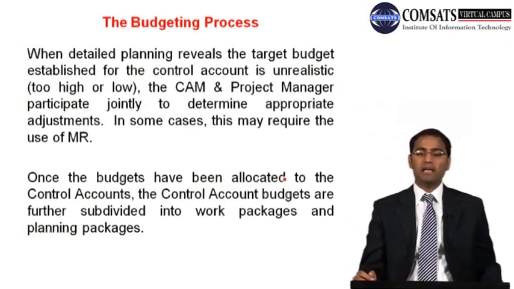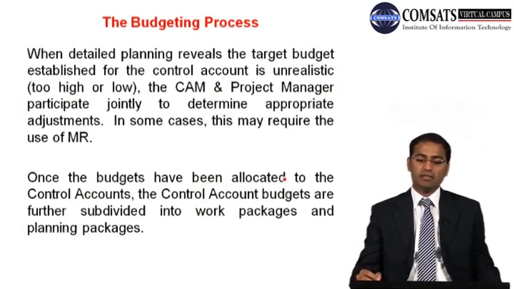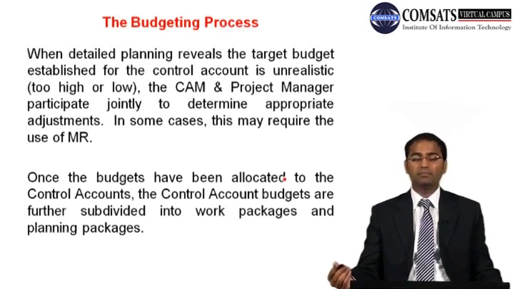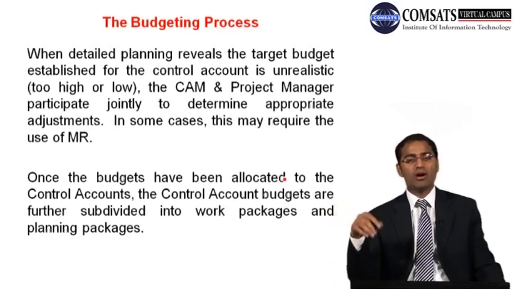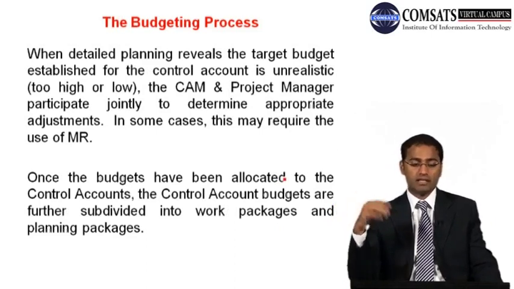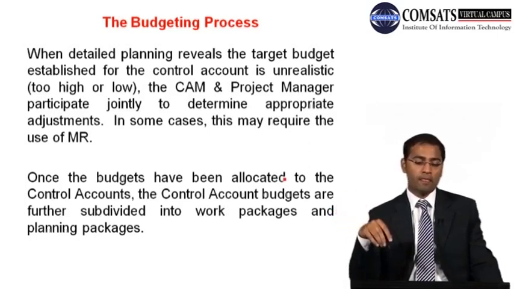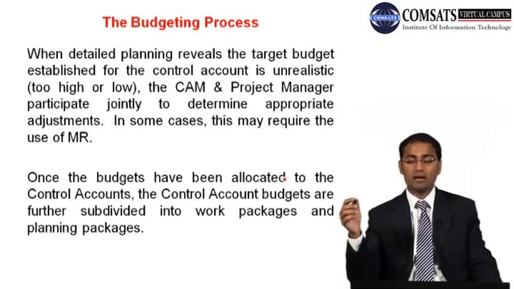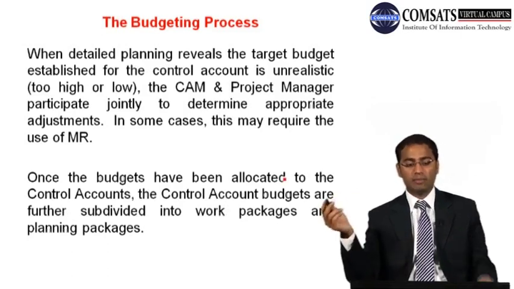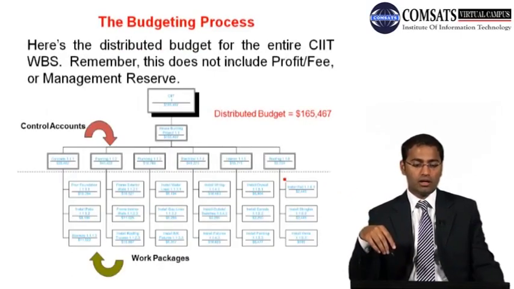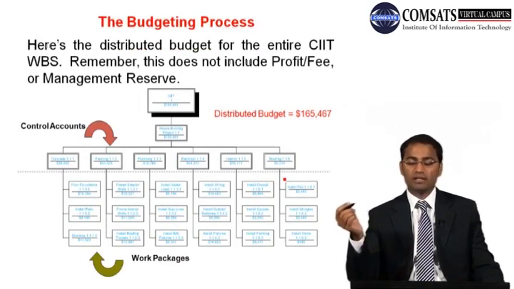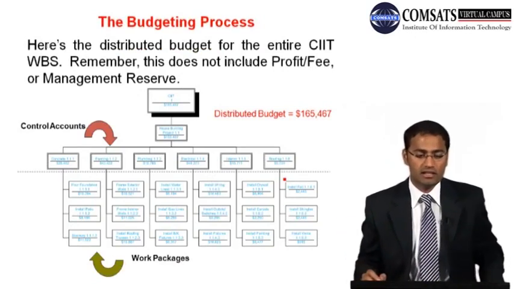Okay, then when detailed planning reveals the target budget established for a control account is unrealistic, too high or too low, the CAM, control account manager, or work package manager and project manager participate jointly to determine appropriate adjustments. In some cases, this may require the usage of MR. Once the budgets have been allocated to the control accounts, the control account budgets are further subdivided into work packages and planning packages. So here is the distributed budget for the entire CIIT WBS.